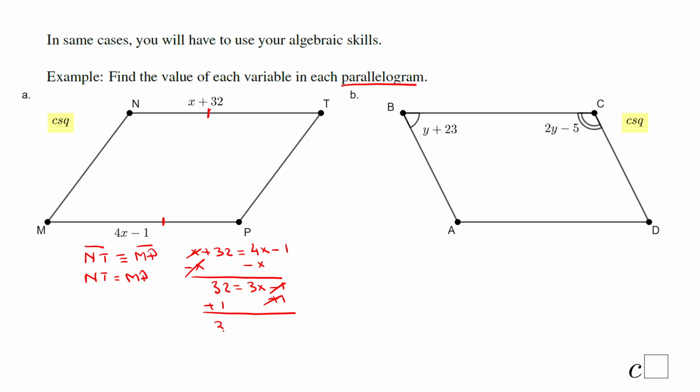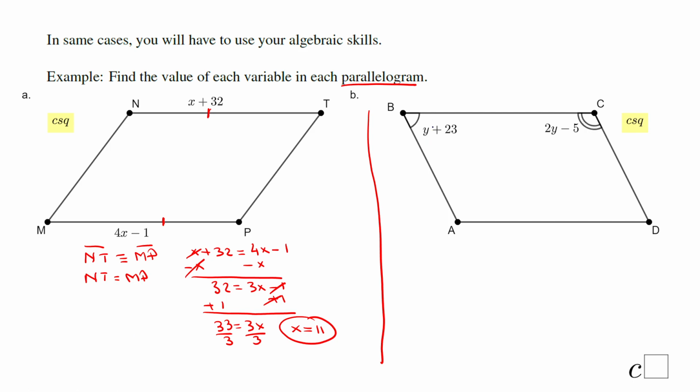So we have here 33 equals 3x, and the last step for finding x is divide by 3. So x equals 11. So we did find the x in this problem. Now let's move to part B, where we need to find y.